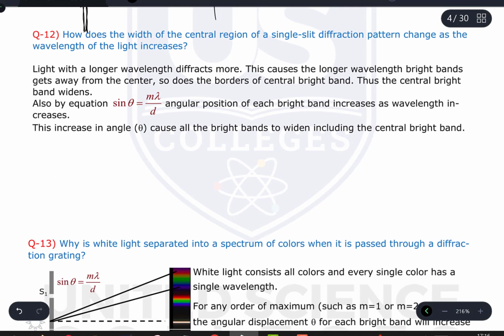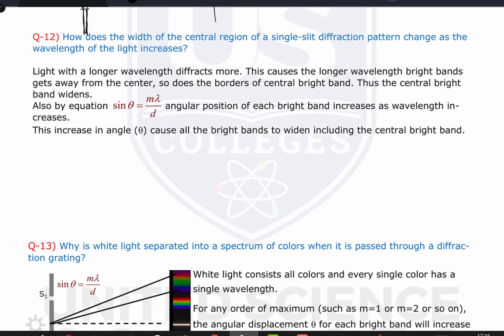Question number 12. How does the width of the central region of the single slit diffraction pattern change as the wavelength of the light changes? If the question is about the pattern, it doesn't matter whether it is double slit or single slit interference, always we are going to check theta. If theta increases, the pattern gets wider and the separation between the fringes increases. If theta gets smaller, the pattern gets narrower and the separation between the fringes decreases.